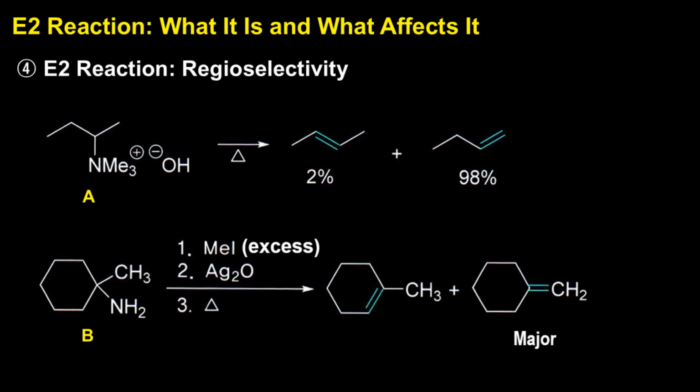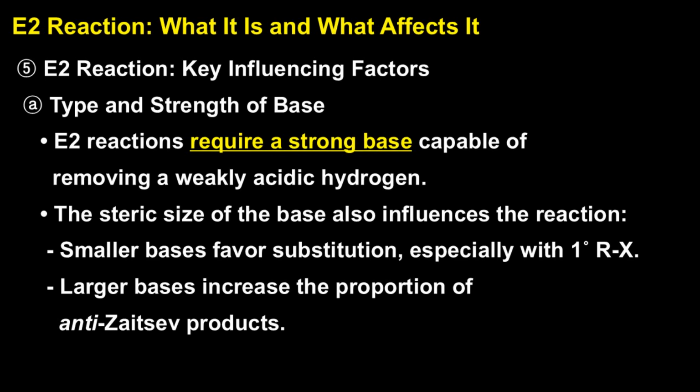For example, when a quaternary ammonium hydroxide compound A undergoes elimination, the Zaitsev product forms in just about 2%. Meanwhile, the Hofmann product dominates at 98%, mainly due to steric hindrance. Another example is compound B, a cyclohexylamine derivative. It follows the same process, forming a quaternary ammonium salt, then eliminating upon heating. Again, the less substituted alkene comes out as the major product, clearly showing anti-Zaitsev selectivity.